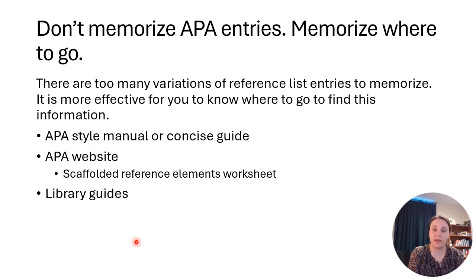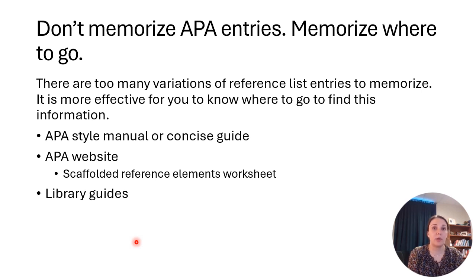So where can you go to find this information? Well, you could go straight to the source. You could go to the APA Style Manual or their concise guide, which you can get from our library or you could purchase yourself. You could also just go to the APA website. Their website has a ton of free information and downloadable PDFs and templates. You don't have to pay for any of it.